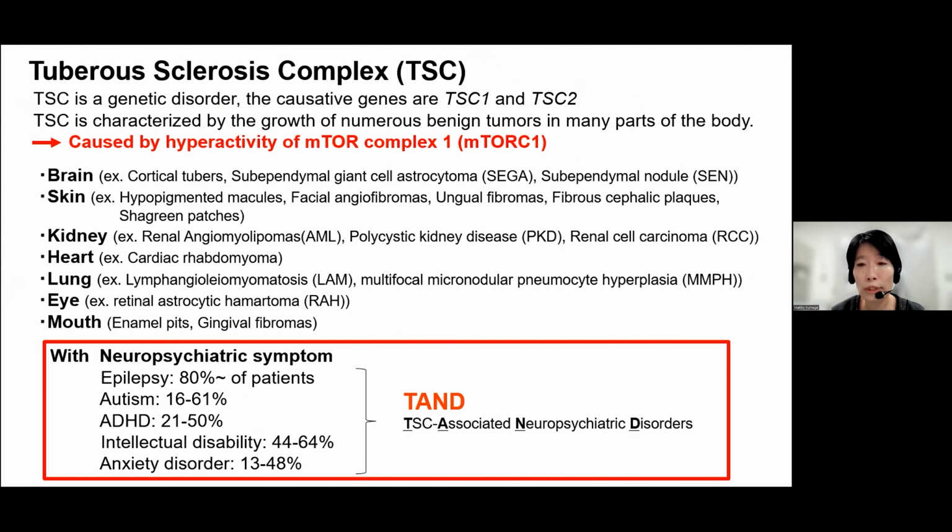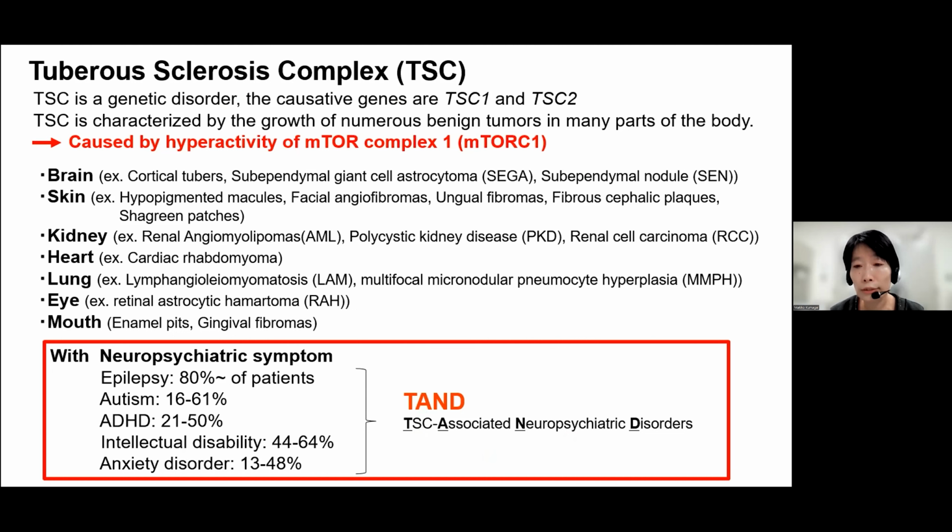In addition, epilepsy and multi-psychiatric symptoms also occur at a high rate. These neuropsychiatric symptoms are called TSC-associated neuropsychiatric disorders, TAND.